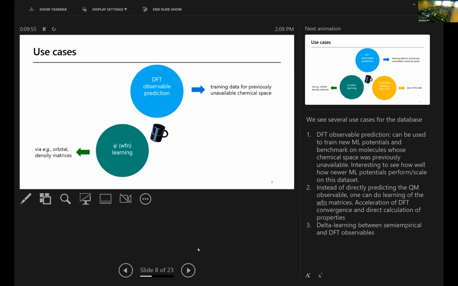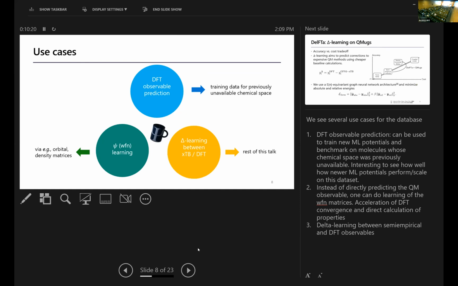Then the second utility of the dataset is that since we provide wave functions, one can also think of developing wave function learning pipelines, right? And for instance, one can think about directly learning orbital or density matrices in order to accelerate either DFT convergence or directly derive properties from the wave function. And the third one is that since we provide properties at 2 levels of theory, the natural approach is that we can do delta learning between the two levels of theory that we consider here, which is the semi-empirical approach xTB, as well as DFT. And this is what I'll be talking about for the rest of my talk.